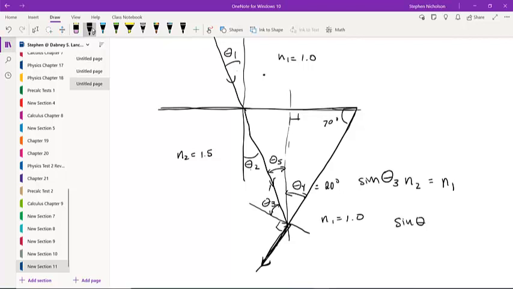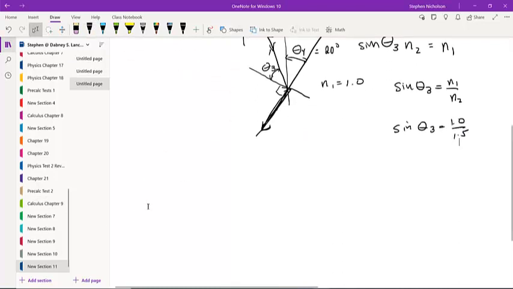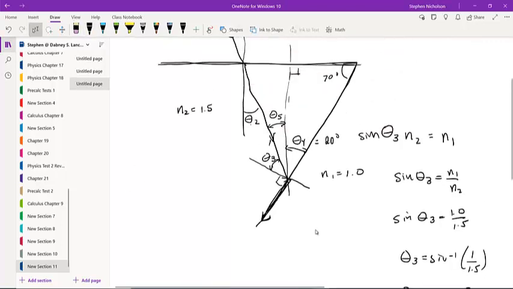So we get the sine of theta 3 is N1 over N2, or sine of theta 3 is 1 over 1.5. So that's using our total internal reflection information. Okay, so we're going to take the inverse sine of 1 divided by 1.5. So I get theta 3 is equal to the inverse sine of 1 over 1.5, which is 41.8 degrees. And if you remember back to the lab, that's pretty close to what we measured. So that is angle theta 3.